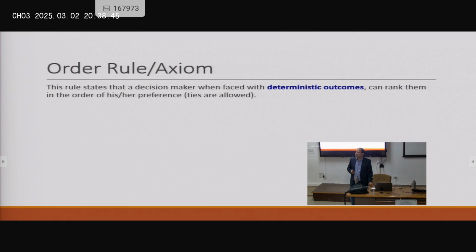Okay. So the order rule or axiom says that a decision maker, when faced with deterministic outcomes, can rank them in the order of his or her preference, and ties are allowed.